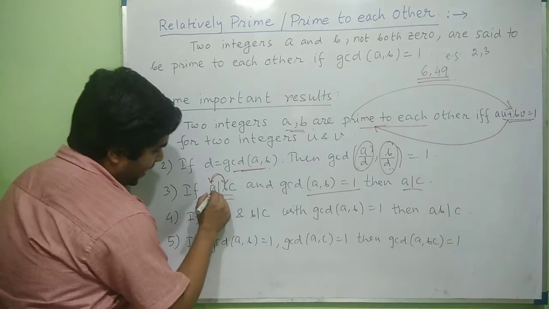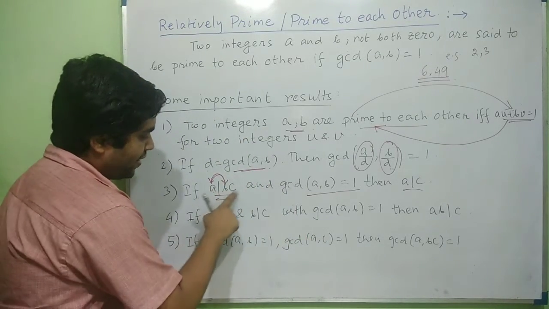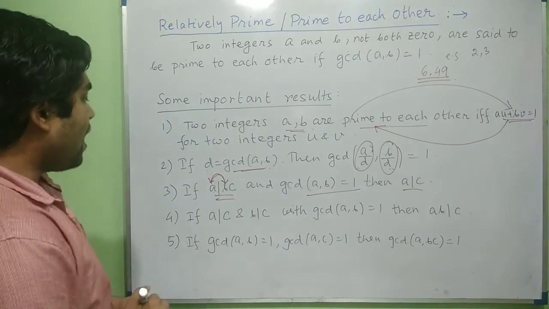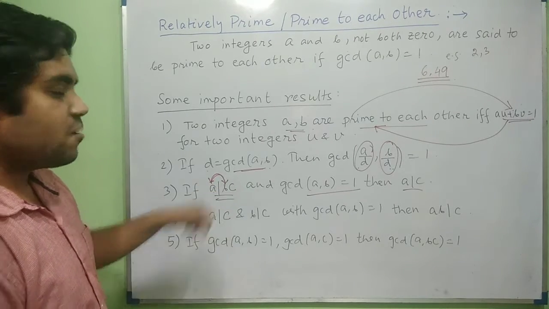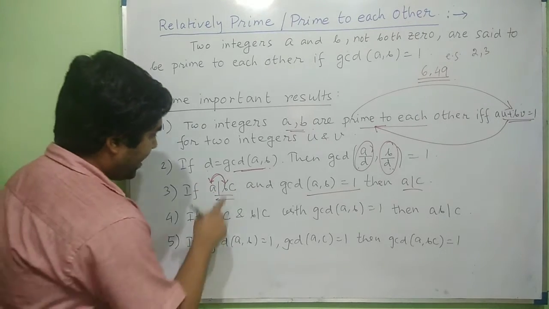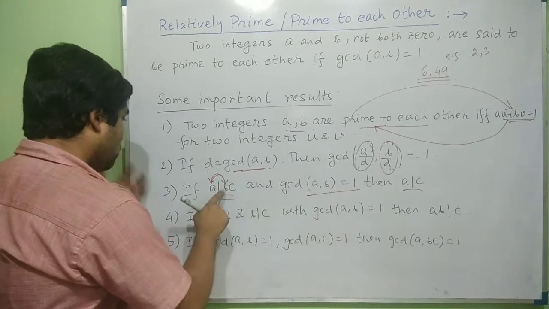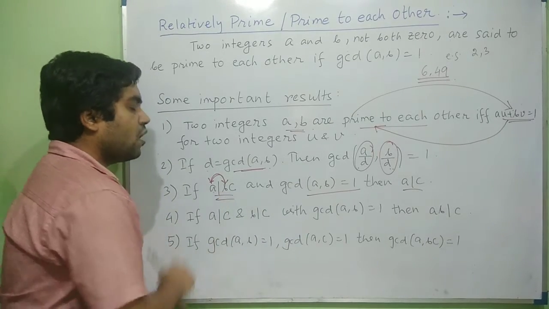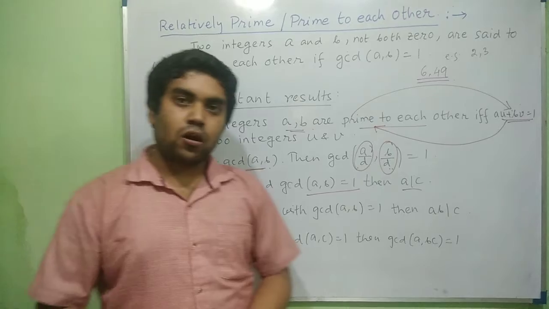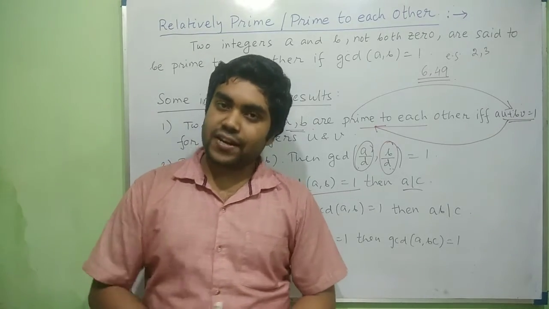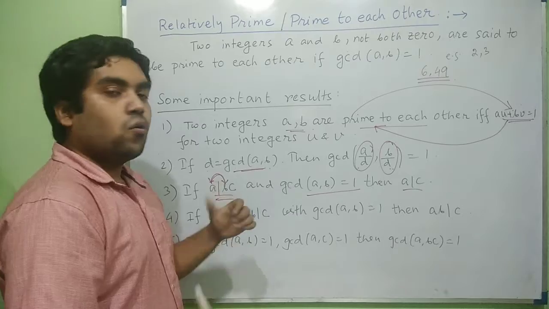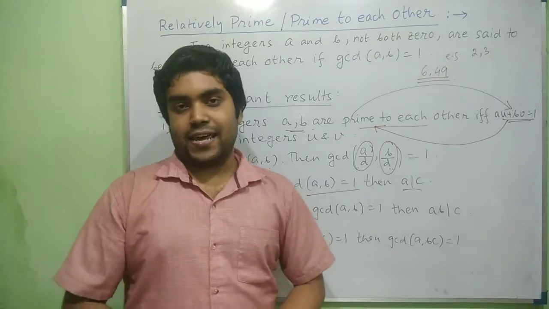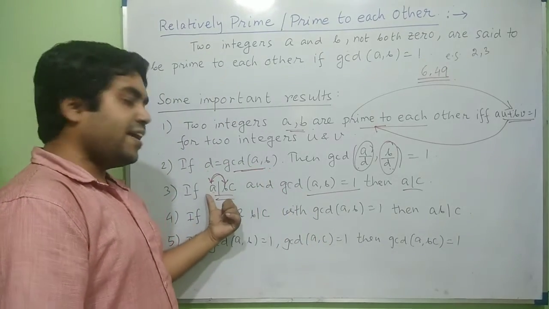Why? Because a divides bc, that is, a divides this product. Thus, there will be a factor of a in this product bc, but we are given that GCD of a and b equals 1, that is, a and b are prime to each other. Therefore, b does not contain any factor of a. Therefore, it is clear that c must contain the factor a. Therefore, c is divisible by a.